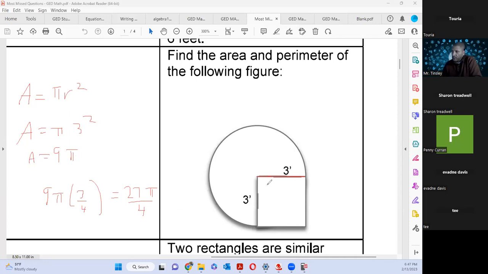Now, the area of the square is length times width, or S squared. Remember, a square is also a rectangle, so you can use length times width. Or you could think side squared. So it doesn't matter. You can either do 3 times 3 or 3 squared, and we still get 9. So we want to add those two.